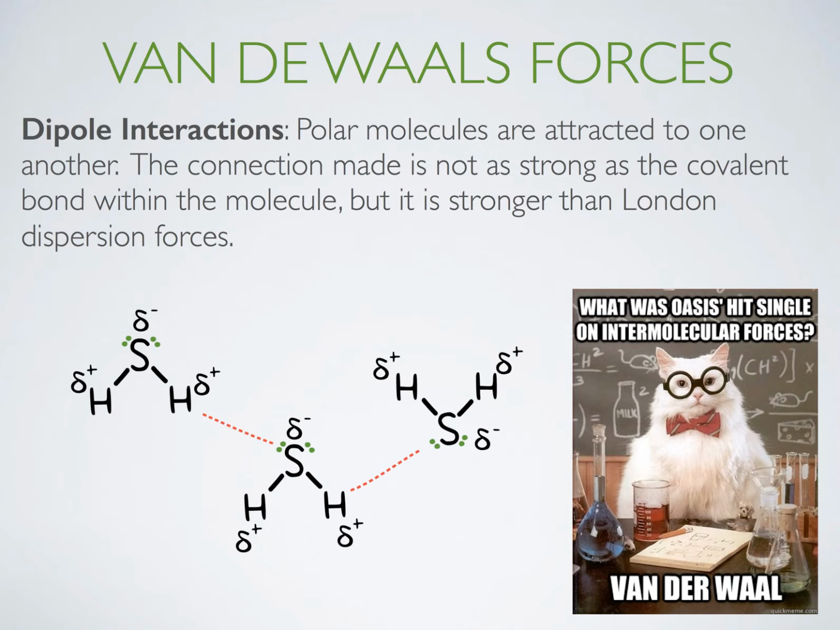Whereas in a dipole interaction, these have permanent dipoles. So the sulfur will always be the negative end and the hydrogen will always be the positive end. Because the fact that these are permanent interactions and the fact that it's just stronger, it's going to be something that helps to keep these molecules together better than London dispersion forces.